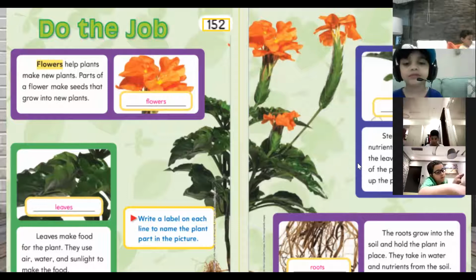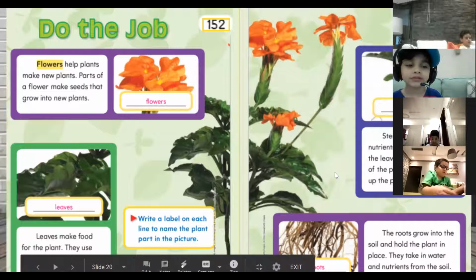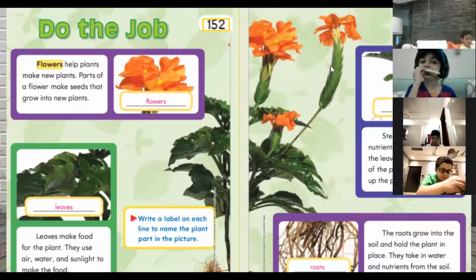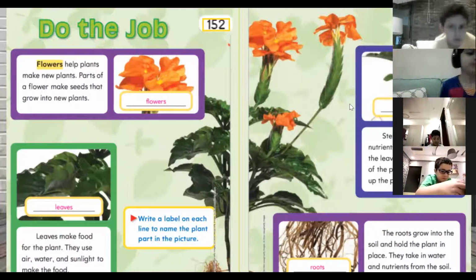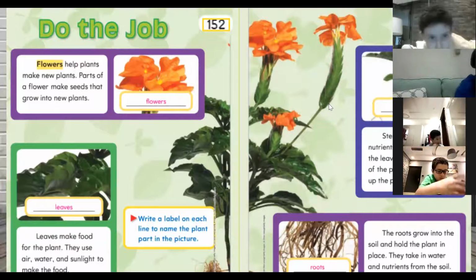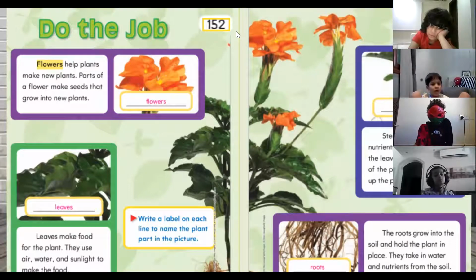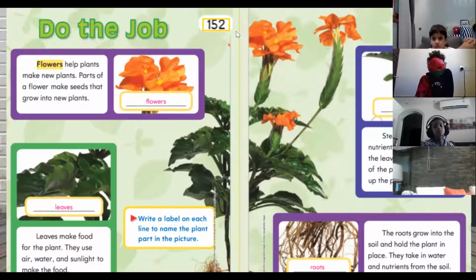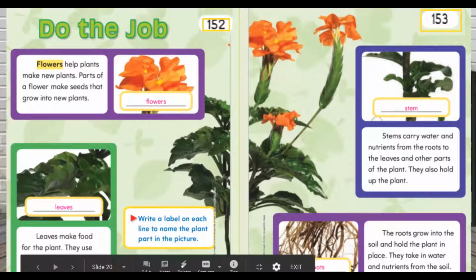Right. What about the roots? Roots grow into the soil and hold the plant in place. They take in water and nutrients from the soil. So roots and stem, both of them, help the plant to stand up. Roots put it under the ground and make it steady, but the stem will keep it standing. Okay, guys? Now, let's continue our video from yesterday.